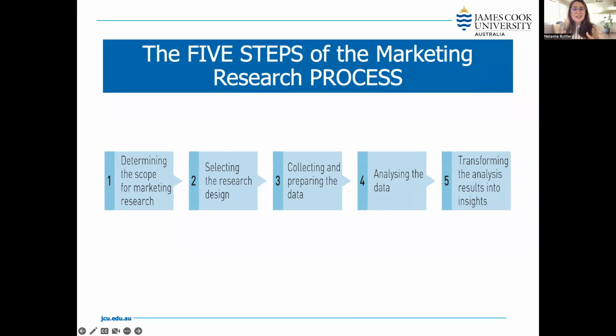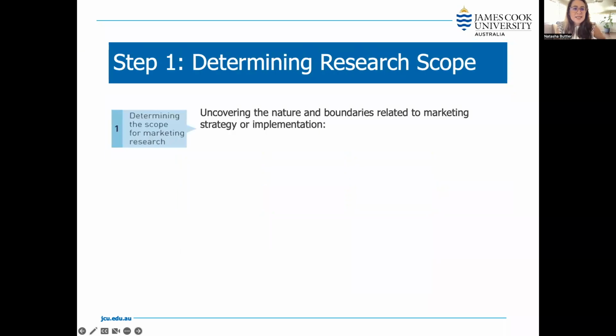So to maintain the control needed to actually gather accurate information, marketers approach marketing research as a process that has logical steps to it. Now, these steps should be viewed as an overall approach in conducting research rather than a rigid set of rules that need to be followed in each project. So let's look at step 1, determining the research scope.